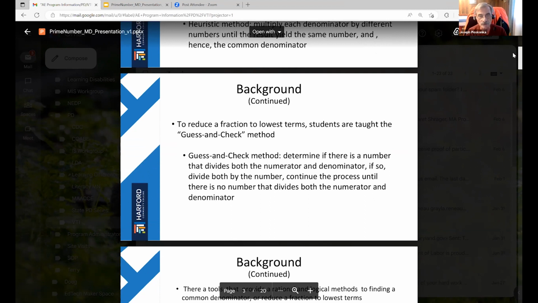And to reduce fractions, students are taught what I call the guess and check method. Typically you look at the numerator and denominator, and you find a number that divides evenly into both. And then after you get the results, you go back and see if you can find another number, and you keep doing that until finally you can't find a number that'll divide evenly into both numerator and denominator. Okay, next slide.